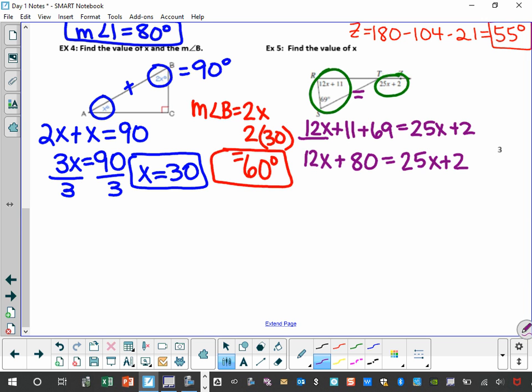Check your work with my work as you go along. With these multi-step equations, you may have a different step than I do. That's okay. But your answer should match up.